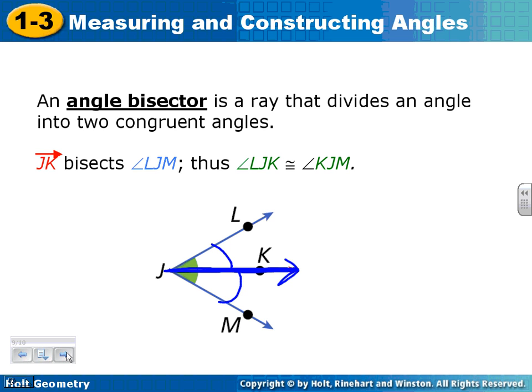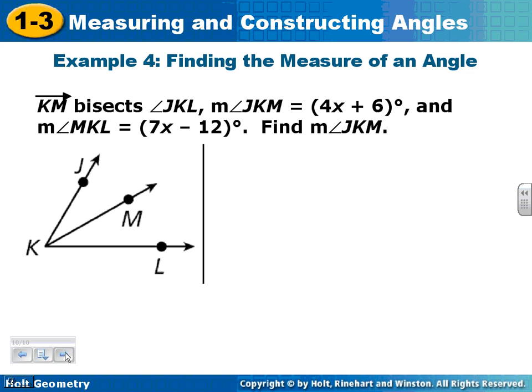Let's do one more problem dealing with a bisector. It says KM bisects angle JKL. JKM is 4x plus 6, so I'm going to put a 4x plus 6 right in there. And then it says MKL is 7x minus 12. So the other small one is 7x minus 12. Find the measure of angle JKM.